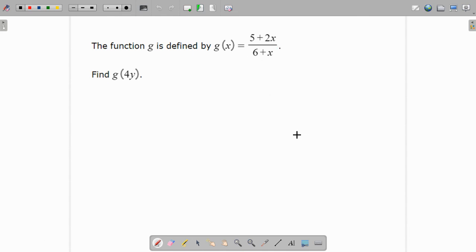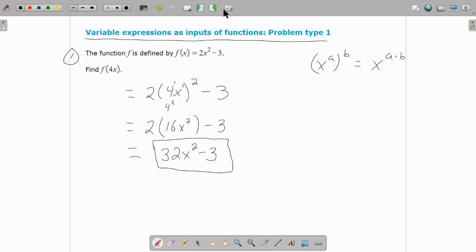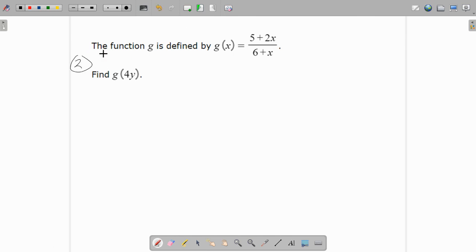Okay, and here's another one. If you want to try this one, pause it, go ahead. So that last problem here was 1 under there. This we're looking at 2. All right, I'm going to continue on with the video. So we're going to put in 4y for x. 5 plus 2 times 4y and 6 plus 4y. You don't really need parentheses there because you're not doing anything to it. So we get 5 plus 8y over 6 plus 4y.